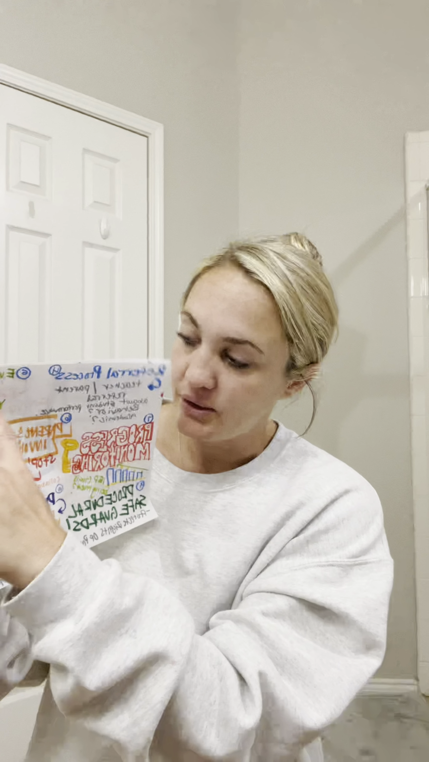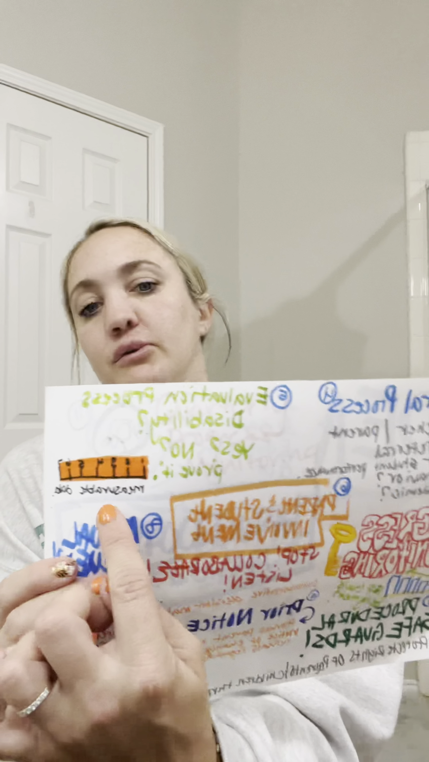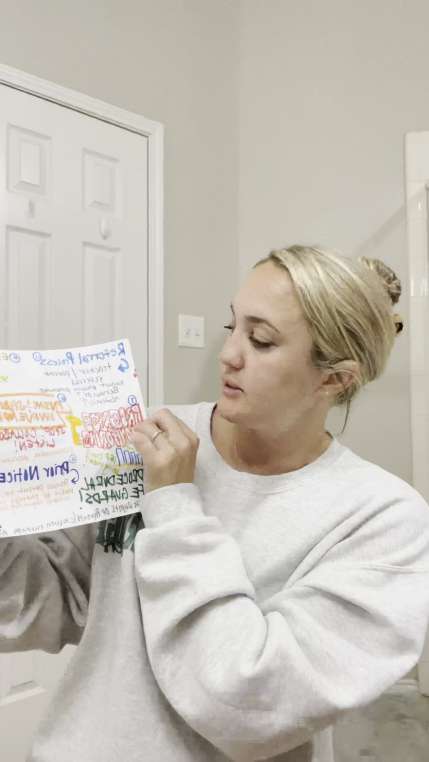Number 5, the evaluation process. Is there a disability, with a question mark? Yes or no? And then you have to prove it. You can't just say, oh, I think this child is struggling, I think they need an IEP. You have to have measurable data, which is why I have a ruler right here, to remind parents of that.